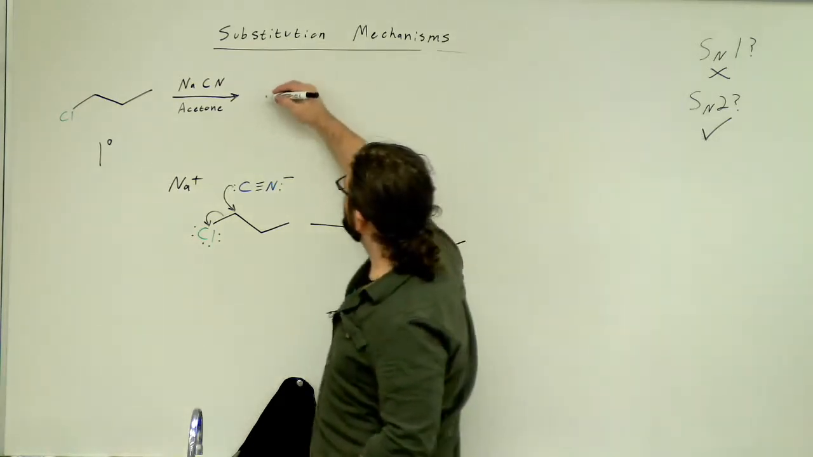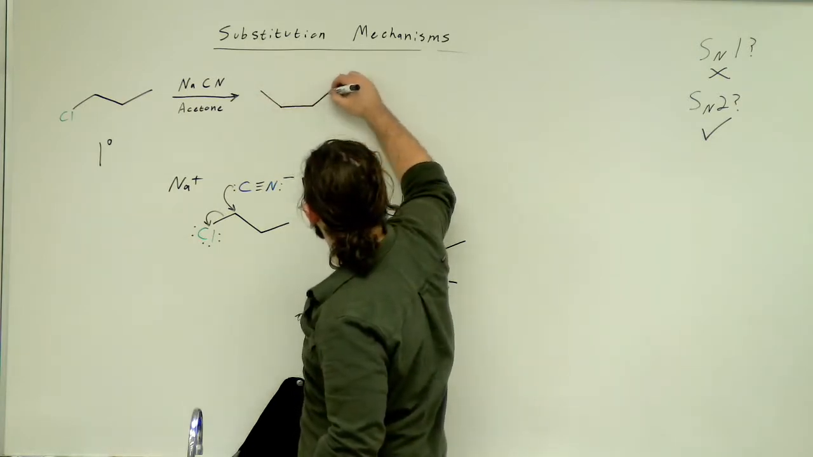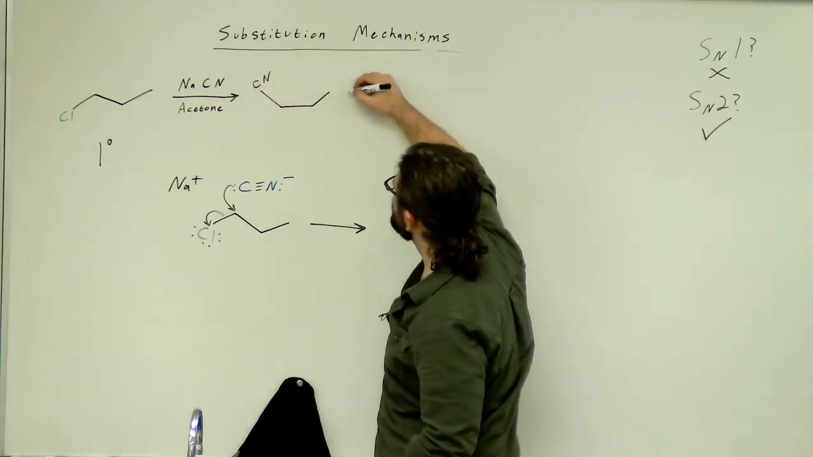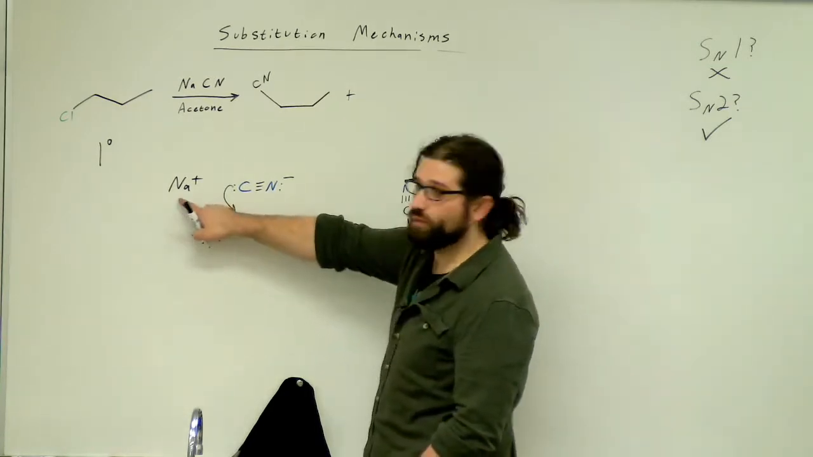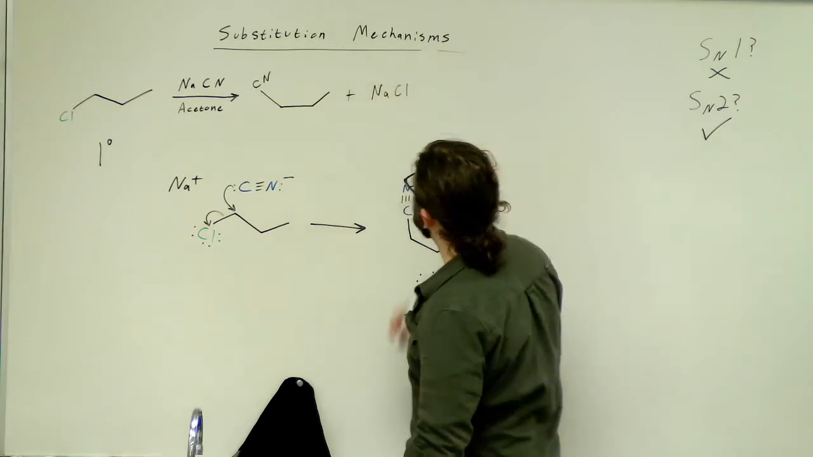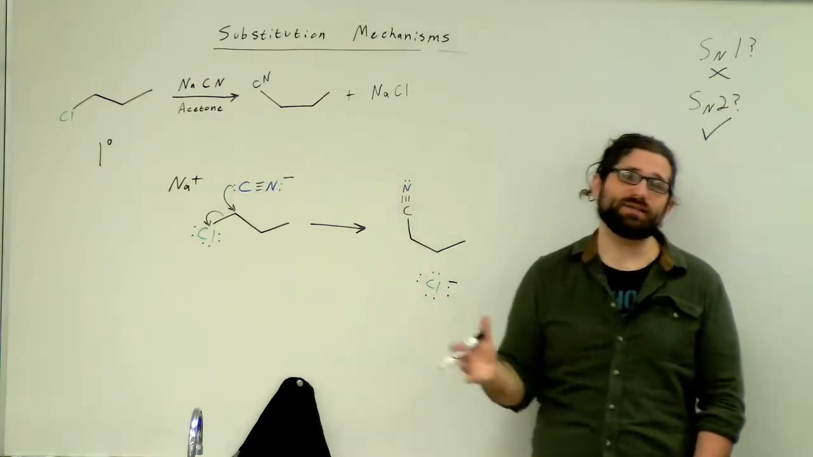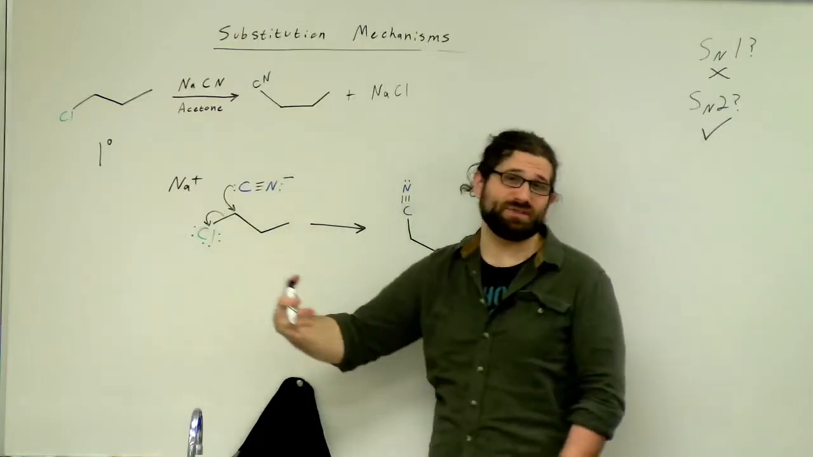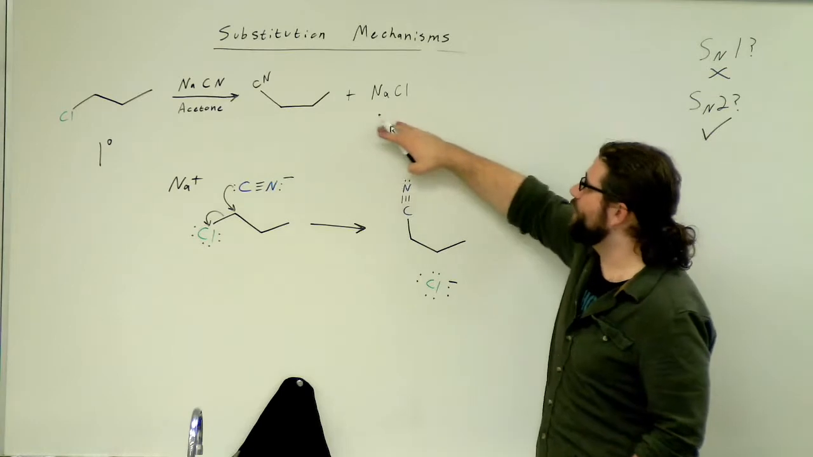But that allows me to then draw my final product. So this, just going to draw it like that. Okay. Plus, and then I've got this chlorine left over. That's going to be paired with that sodium cation that was a spectator. So I've got NaCl left over. So that's my whole reaction. So if I were given this question on a test or in homework, all I would do is figure out which mechanism this is going to work according to, draw that mechanism, and then give my final answer.